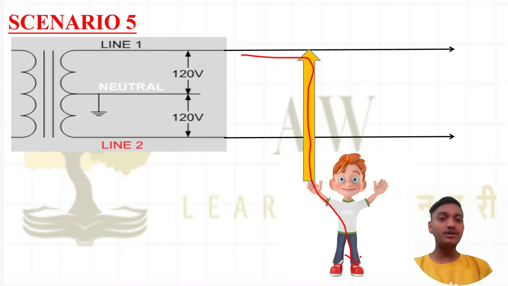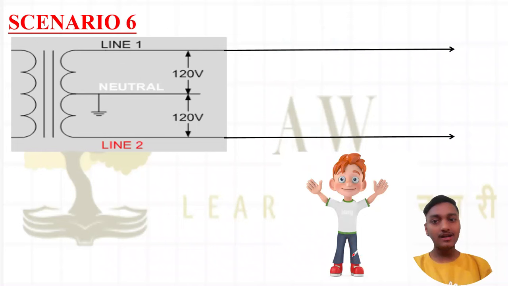So if the current does not get any path, it will not flow through the human body. It will come here and go back, but the human body will not feel anything. Once the current knows that there is no path, current always flows in a straight direction. So in this scenario, the person will not feel anything if he touches only one wire and he is in a floating state.